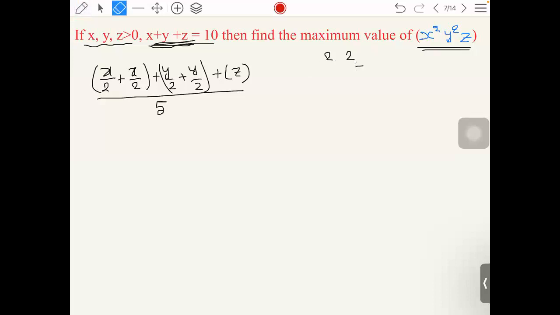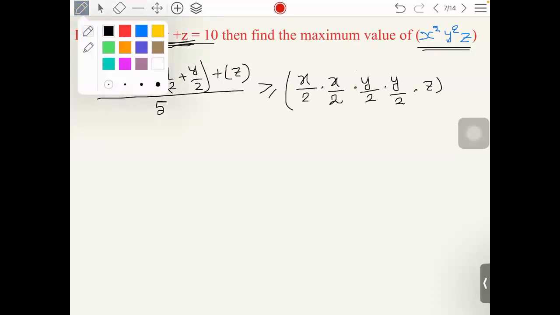Divided by 5. Let me erase this one here. So this should be more than or equal to their product, which is x by 2 into x by 2. See, now you can get x square here. And what is required to us? Then y by 2 into y by 2 into z.